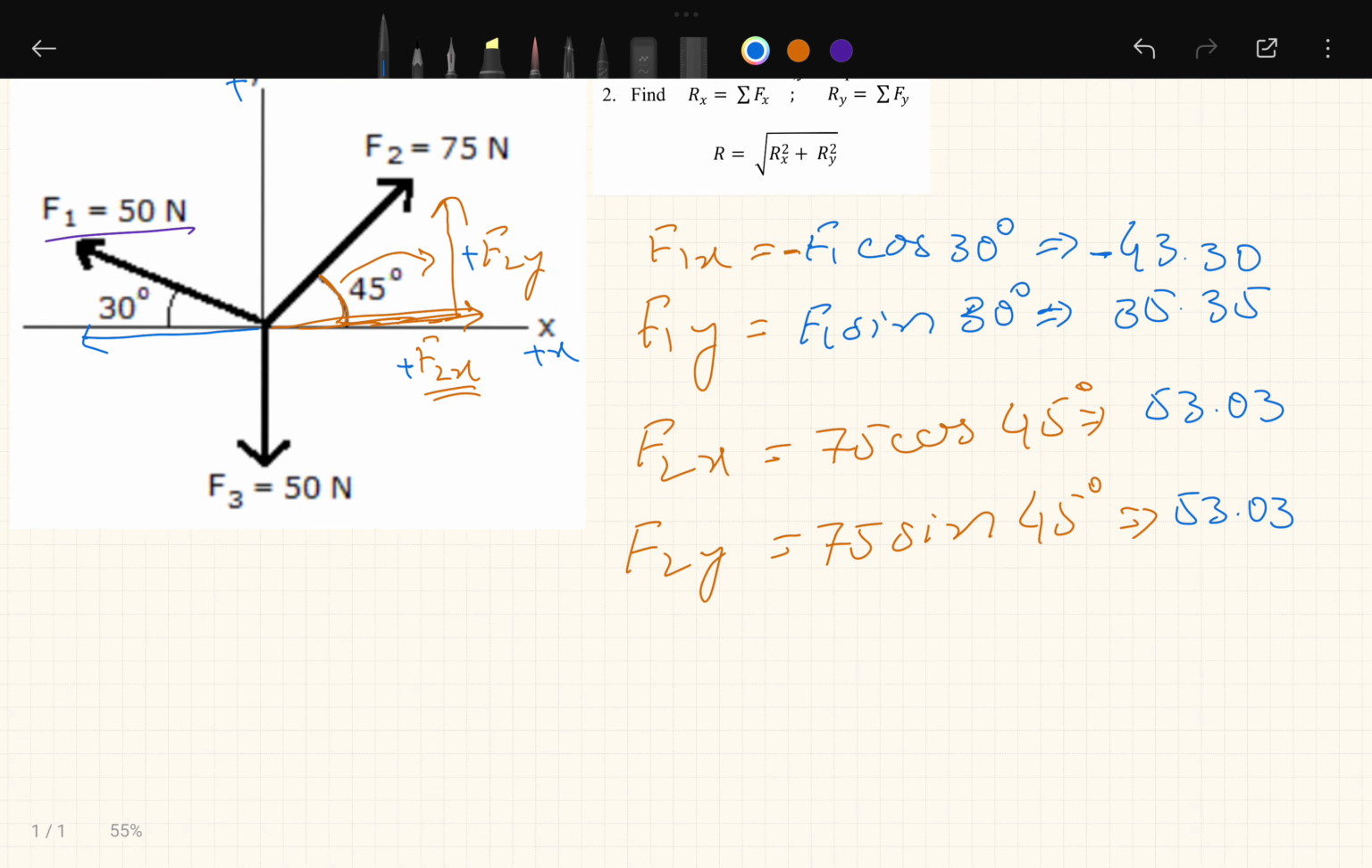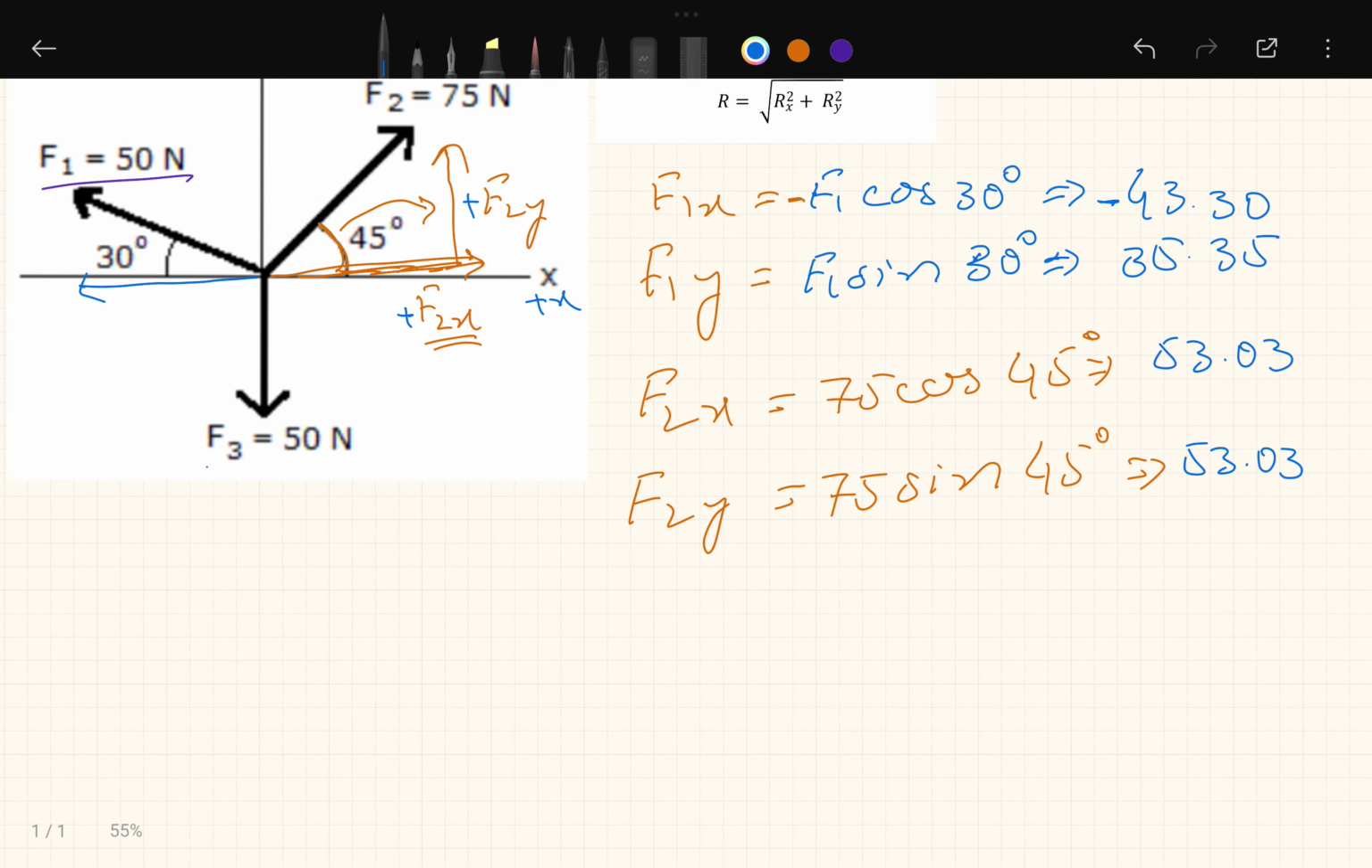Now the last force is the easier one, because this F3 is acting directly in the negative y direction. Okay, so it's completely in the y direction. There is no part of it in the x direction, so you can directly write F3x is equal to 0, and then F3y is equal to 50 newtons, because it's completely in the y direction, negative 50. Keep in mind, because it is in the negative y direction.